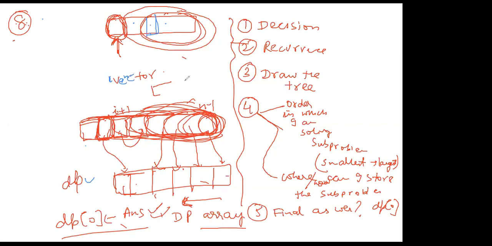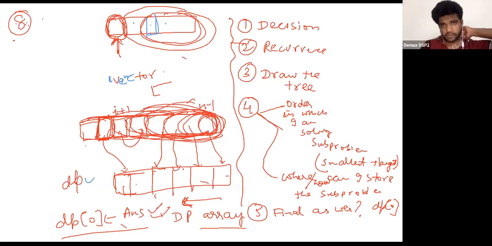Yeah? Sir, here in the DP array, while storing the value at the last index, do we store the value of only that particular element, or the next element as well, including the last one? No, we will see. It's the maximum. I will formulate that.